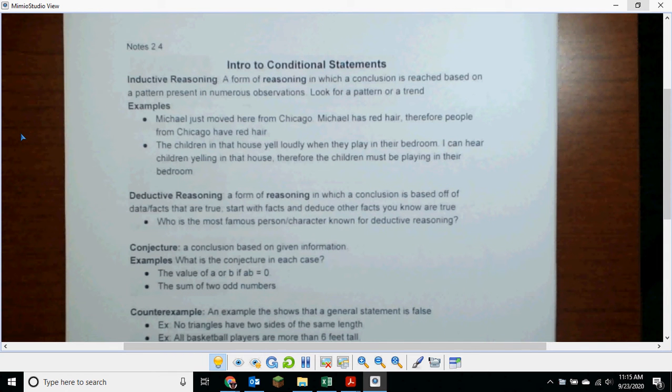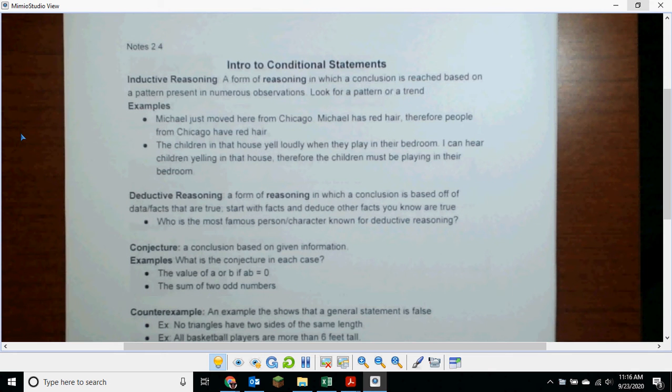All right, so we're gonna talk today about conditional statements and then touch a little bit on some postulates and theorems of geometry, which relate back to what we did last time as well. So first of all, some vocabulary, some terminology.